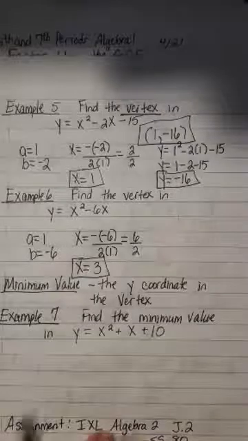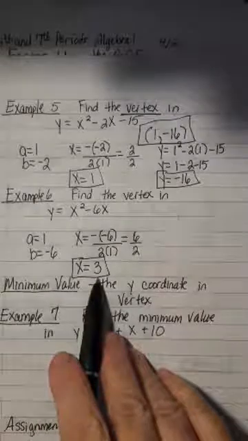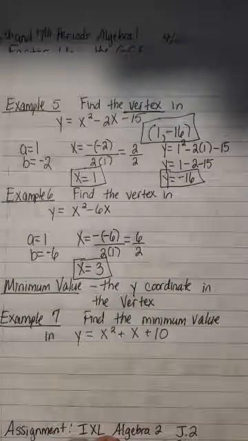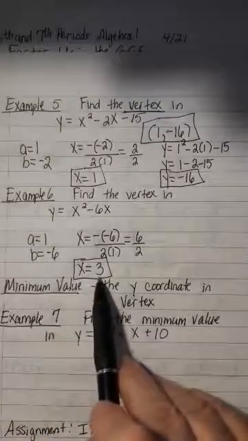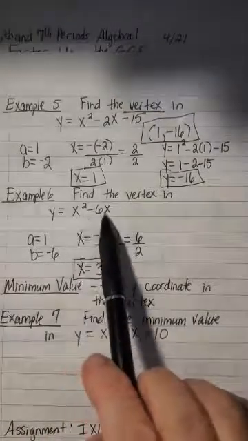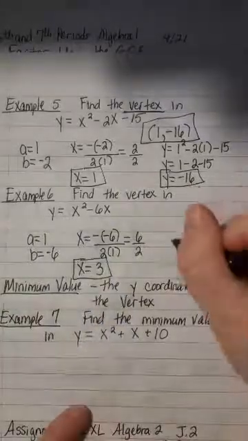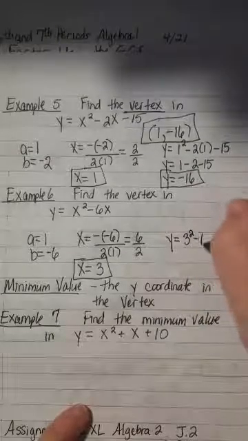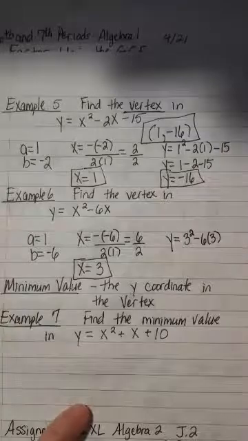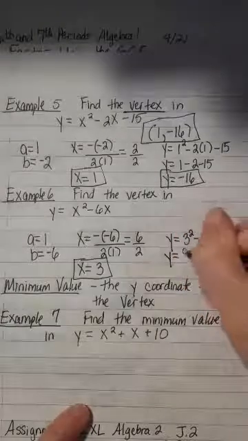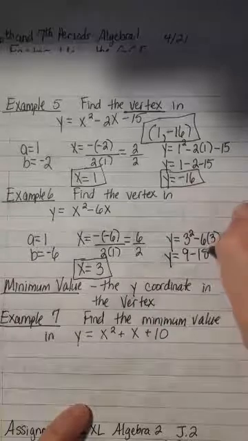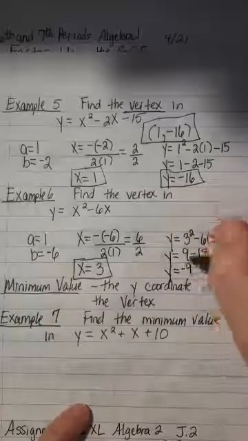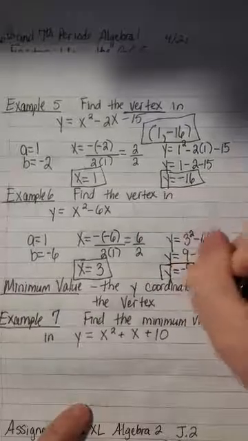All right, so we have our x coordinate. I hope this is getting a little bit easier for you, especially on the finding the x part. Now we want to take that answer for x and go back into our original problem and plug it into the x's in the problem to see what y is. So y is going to be 3 squared minus 6 times 3. And that's going to be 9 minus 18. And that's going to be negative 9. So our y coordinate is negative 9.